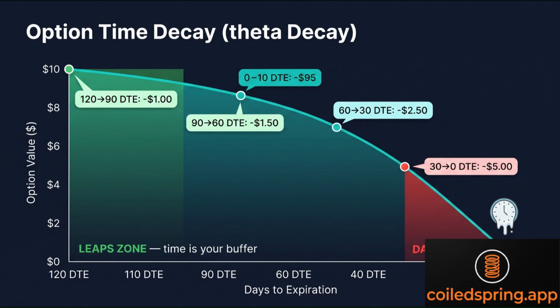One last thing. Time decay doesn't sleep. Weekends count. Holidays count. When you hold a short-dated option over a 3-day weekend, you open Monday morning already down 3 days of decay before the market prints a single tick. Buy time. Respect it. Never fight it.